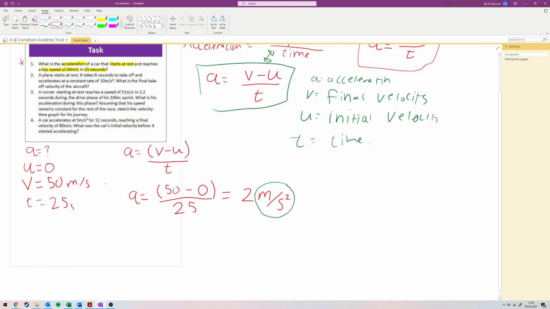Now, I'll do question 2. Okay, question 2 is a little bit more complicated. So let's say question 2. A plane starts at rest, okay? So where it says starts at rest, you know the starting velocity equals 0, which makes it a lot easier. Starting velocity, 0. It takes 8 seconds to take off. Well, there's my time. Time equals 8 seconds.